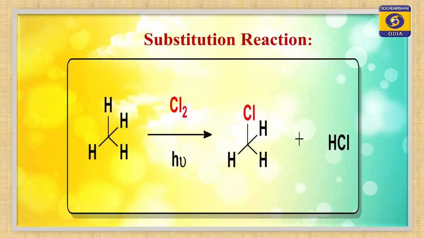The example is methane, which when it undergoes chlorination in presence of sunlight, one hydrogen from methane is replaced by one halogen, in this case chlorine, to prepare methyl chloride. So, methane is the reactant, Cl2 is the reagent, sunlight is the catalyst, and we are getting the product methyl chloride. How does it occur? That means we need the mechanism.